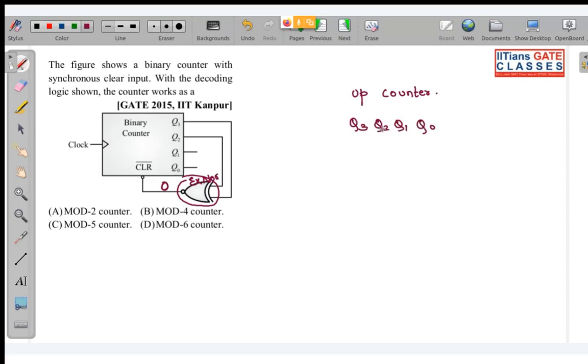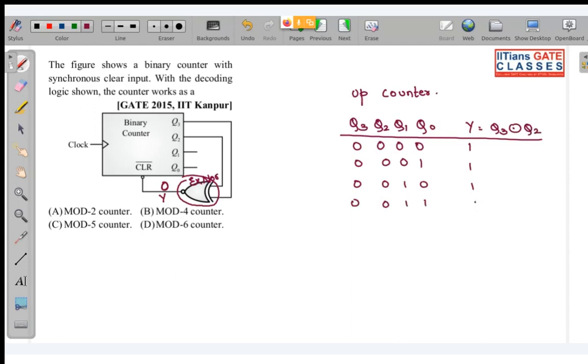Okay, so we have this. The counting sequence will be, let us assume this is Y. If this is 0, 0, 0, 0, Y will be 1. Next will be 0, 0, 0, 1, Y will again be 1. Next will be 0, 0, 1, 0, Y will again be 1, because Y is Q3 XNOR Q2. Okay. So now next is what? The next counting state is 0, 0, 1, 1. Again you can see this will be 1. Now in the next case, this will become 0, 1, 0, 0.